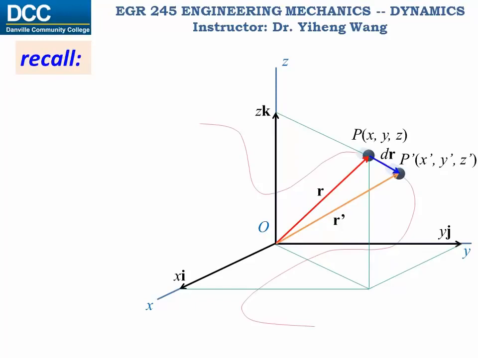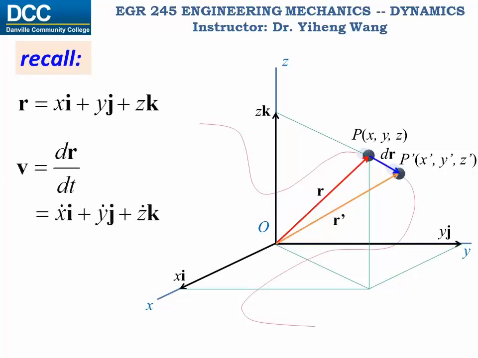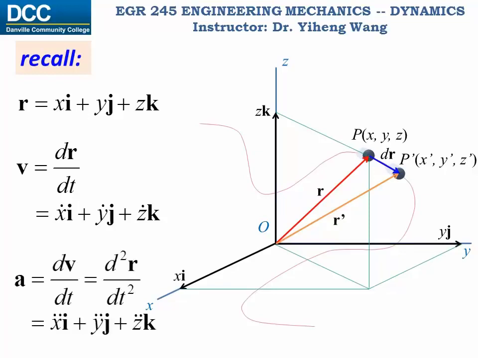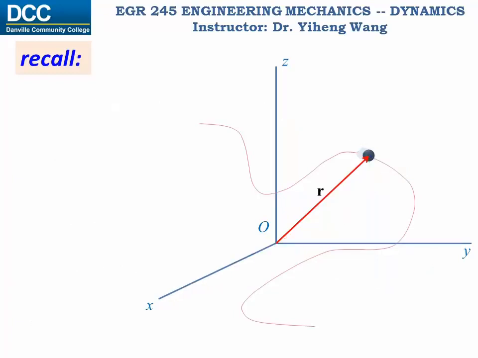If you recall, when the curvilinear motion of a particle is studied in an x, y, z rectangular coordinate system, its position is represented by position vector r, its instantaneous velocity v is dr/dt, and its instantaneous acceleration a is the second time derivative of position r. In general, r, v, and a are all three-dimensional Cartesian vectors. And don't forget this important conclusion: the velocity of the particle at any point is always tangent to the path.